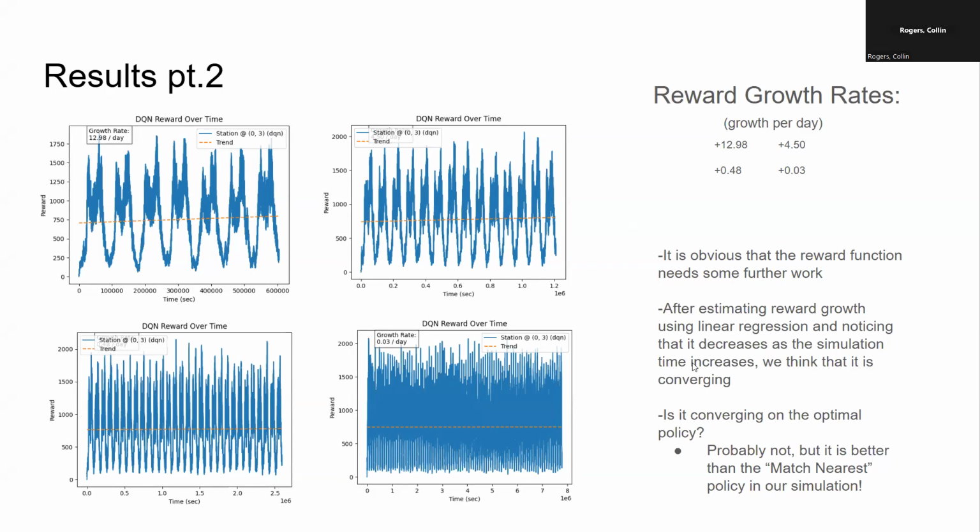And the question is, is it converging on the optimal policy? Probably not. But as you could see in the previous slide, it does outperform a simple match nearest policy.